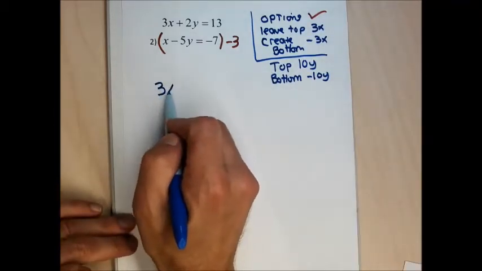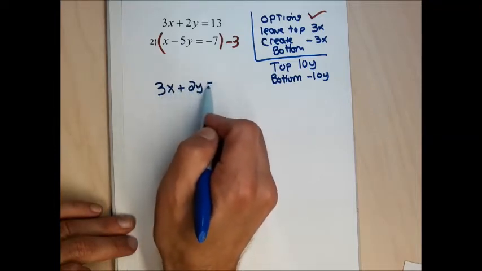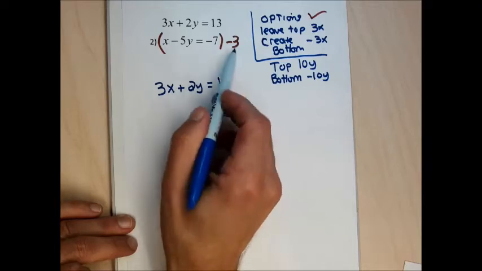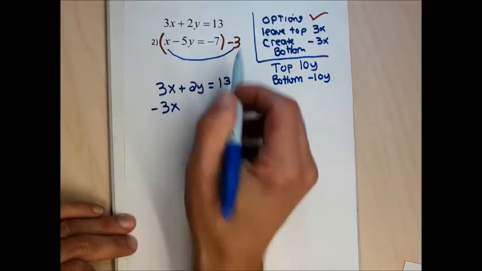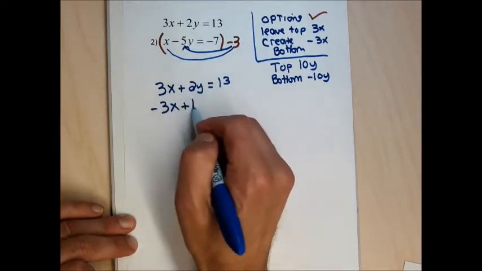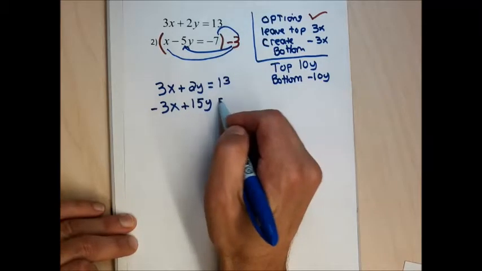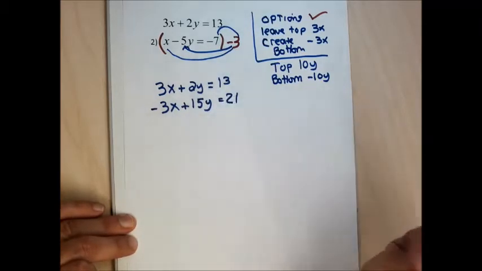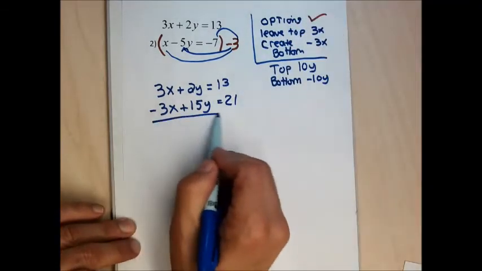So to use the elimination method, my strategy is only going to have to change the bottom equation by multiplying negative 3 times x and getting negative 3x, by multiplying negative 3 times negative 5y and getting positive 15y, and multiplying negative 3 times negative 7 and getting positive 21. Now that I have what I desired, I'm going to add the equations together.